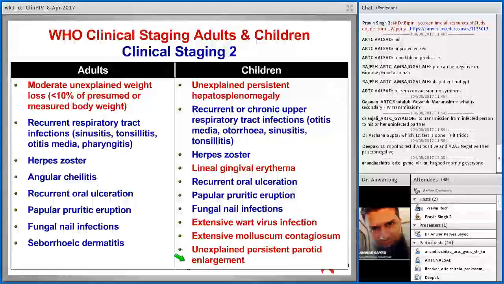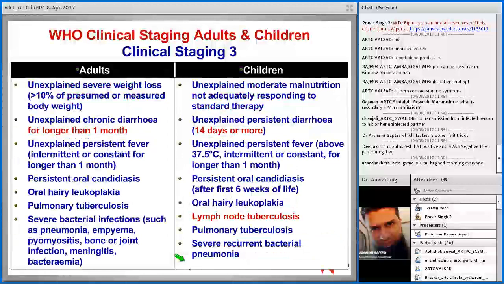There are some exceptions, something which is there in pediatric which is not there in adults. One is unexplained persistent hepatosplenomegaly, which is stage 2 in pediatric. Then linear gingival erythema. This is on the gingival border, where you will see redness.